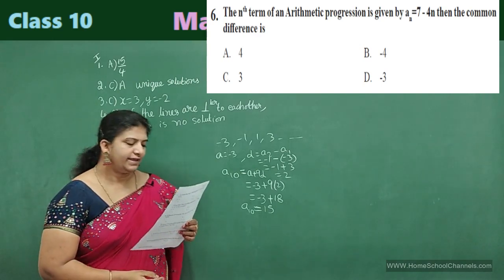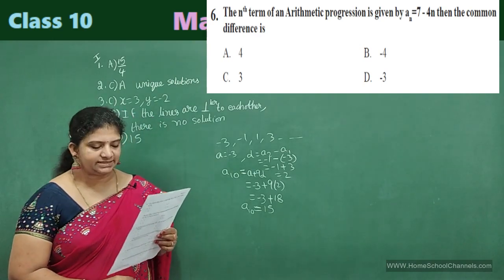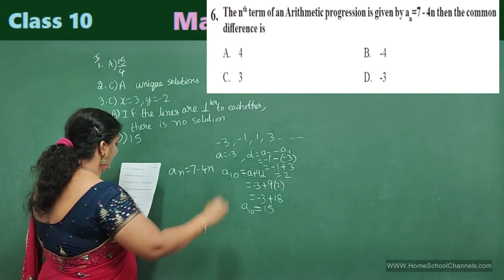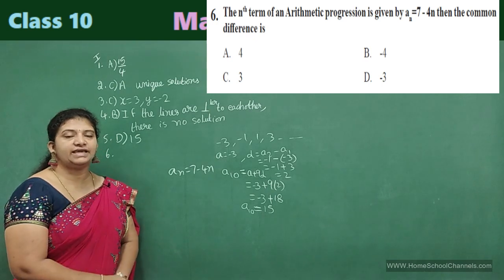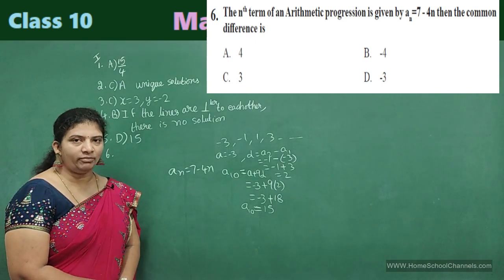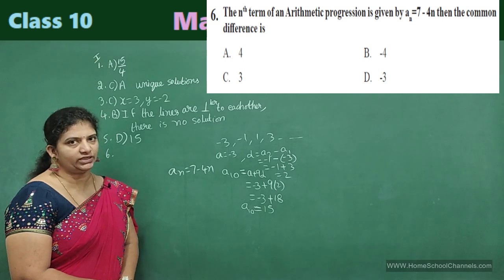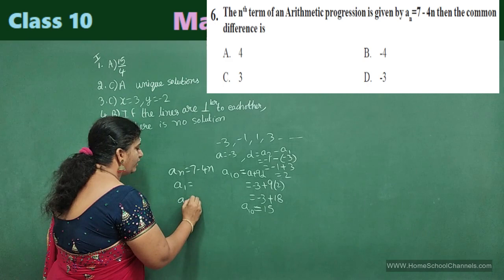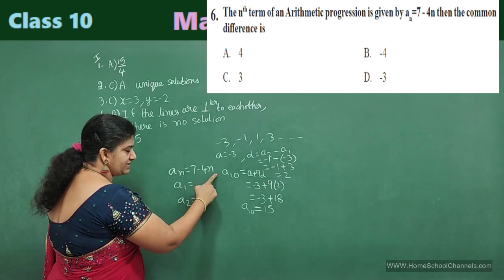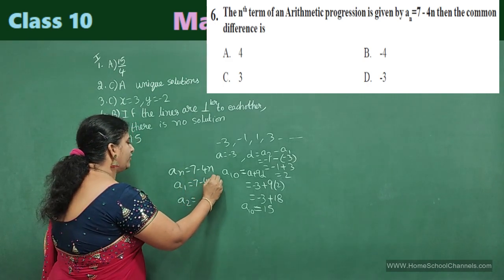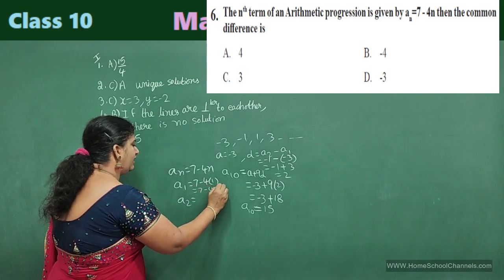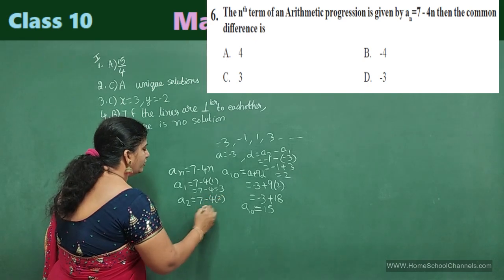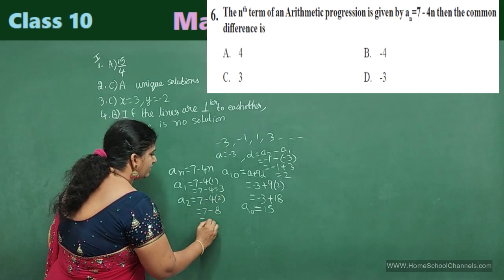Sixth one, the nth term of an arithmetic progression is given by an is equal to 7 minus 4n. Then the common difference is, if we need to find the common difference, we should know at least two terms. So let us find the two terms, a1 and a2. a1 is equal to, in n place substitute 1, 7 minus 4 into 1, 7 minus 4 will be 3. A2, 7 minus 4 into 2, 7 minus 8, that will be minus 1.